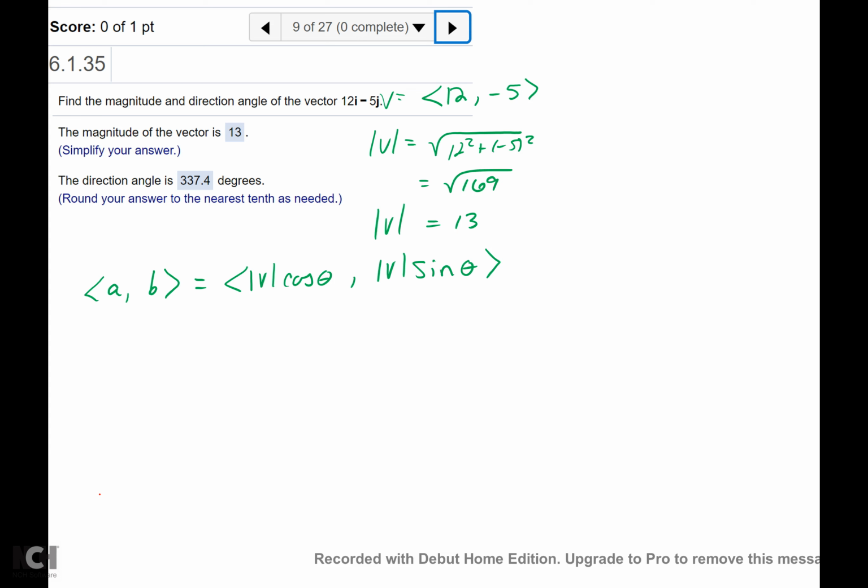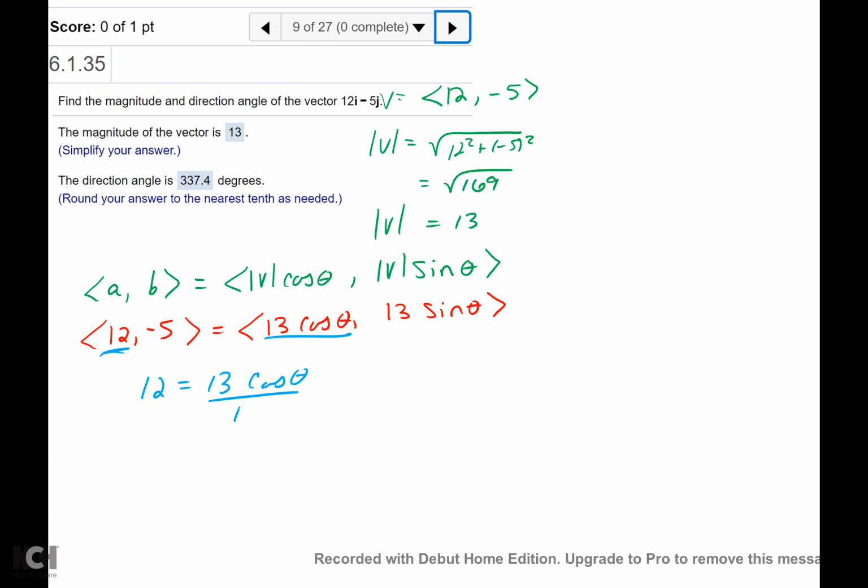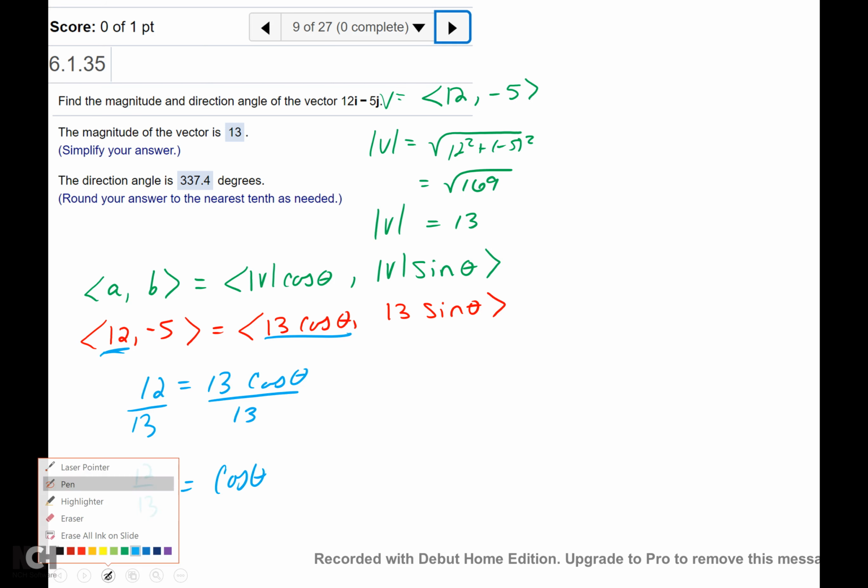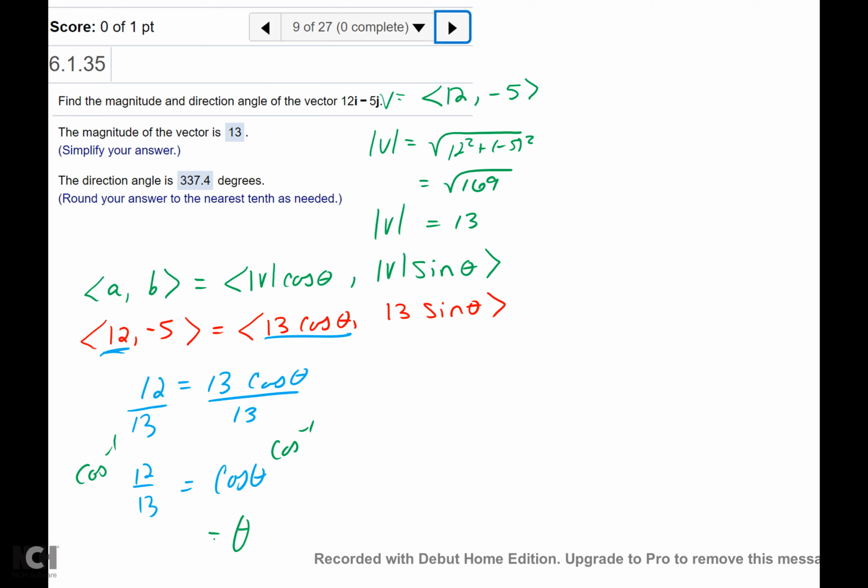I know that a is 12 and b is -5, and that has to equal the magnitude, which is 13 times cosine theta and 13 times sine theta. So again, I can set up either one. I'm going to set up 12 equals 13 cosine theta. Divide by 13 on both sides, and I get cosine theta equals 12 over 13. Arc cosine both sides, and I get theta equals 22.62 degrees.